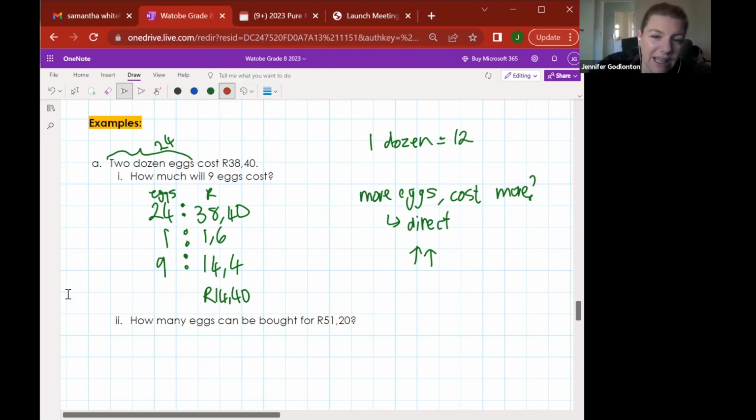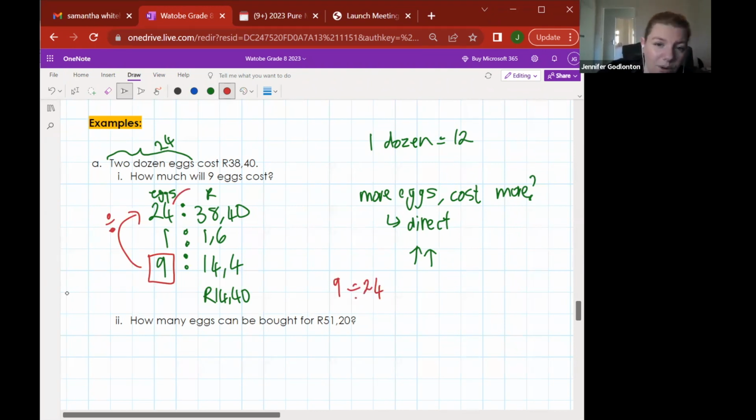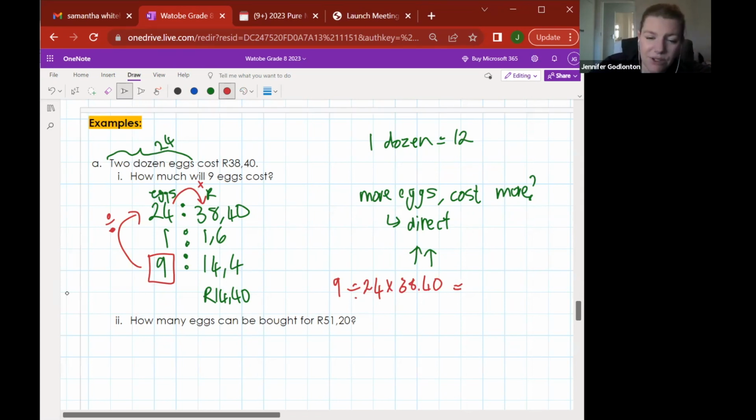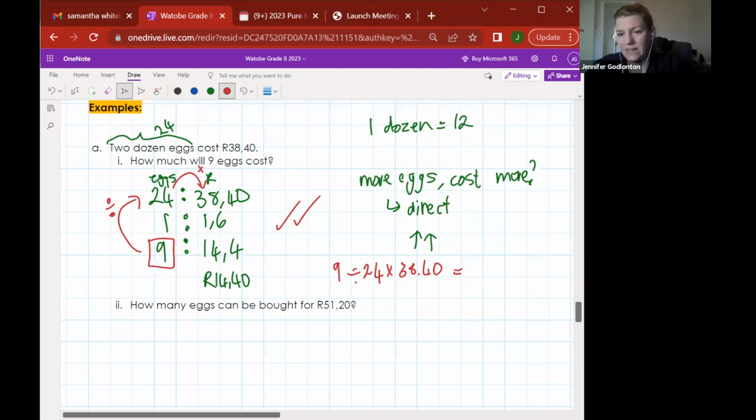The quick way of doing that is to take this 9, divide it by the top number. So we're going to say 9 divided by 24 times by 38,40, and we get our answer. Okay, so that's the first question. So you would get 2 marks for getting this first one right. I'm going to give you 1 minute to try and solve this last part, and then we are going to have to call it an evening.